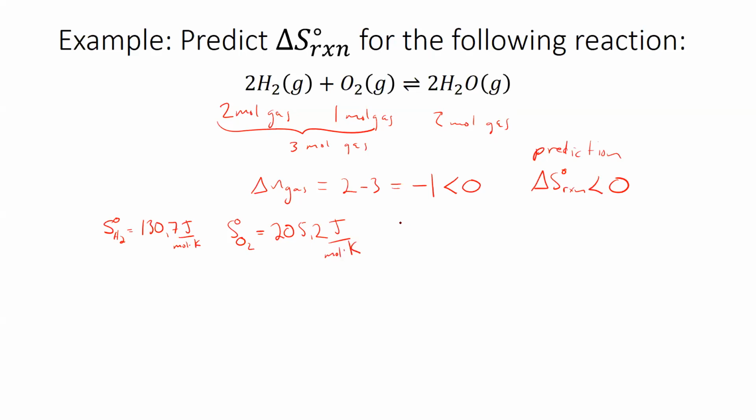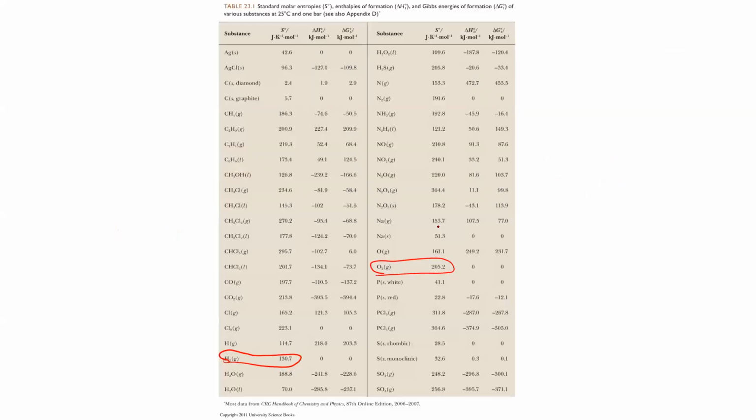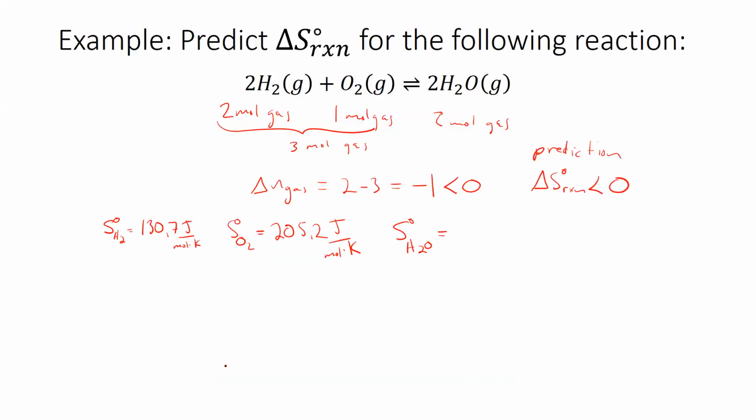Okay, and then we can have our standard entropy of water. And we go back up here, we find water is down here, and we're in the gas phase. We're going to take this one, and we've got a value of 188.8 joules per mole Kelvin.